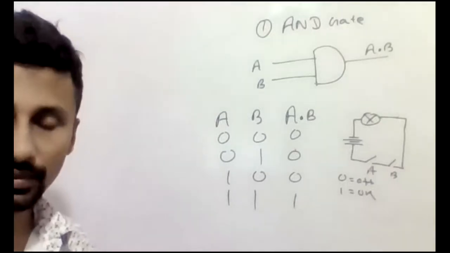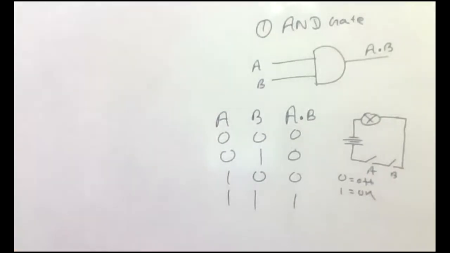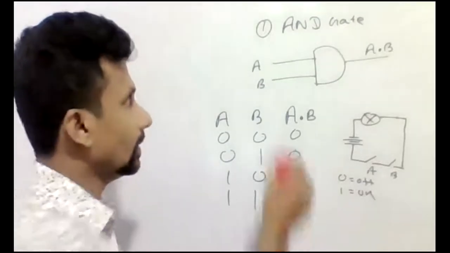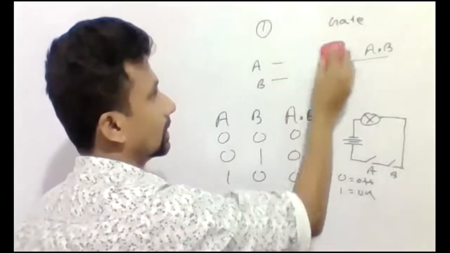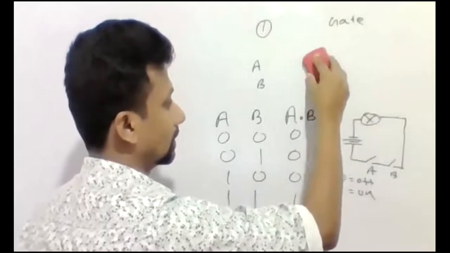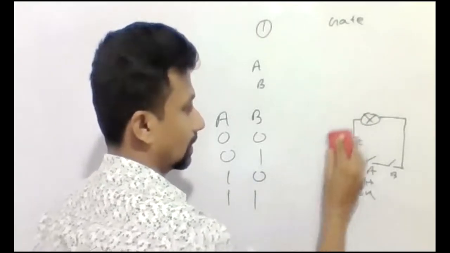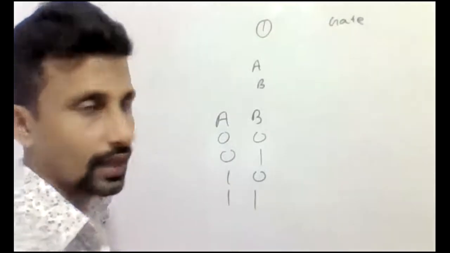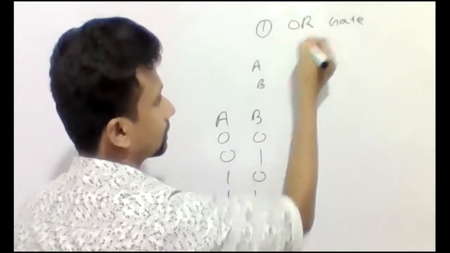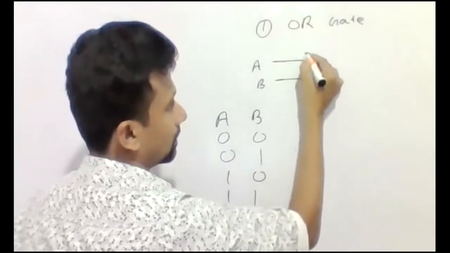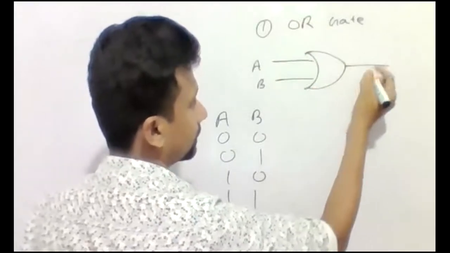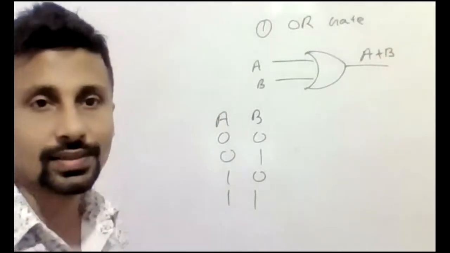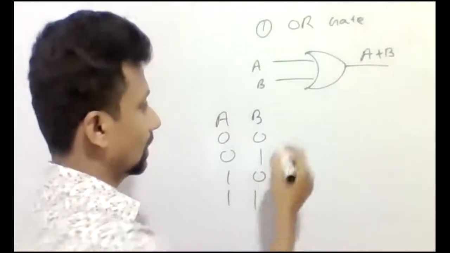Okay, I think you have finished that. We'll check the next one. That is the OR gate. The OR gate symbol looks like this. Your output will be A plus B. Your output is A plus B.